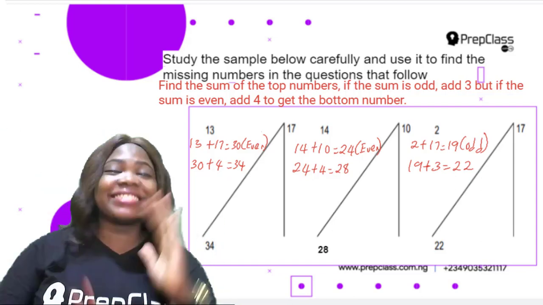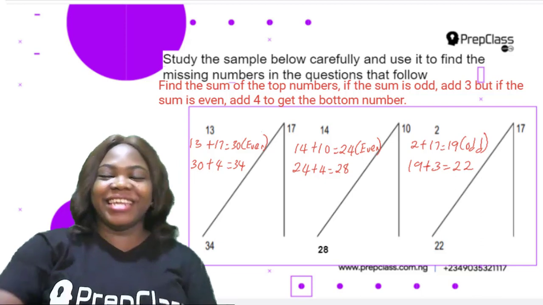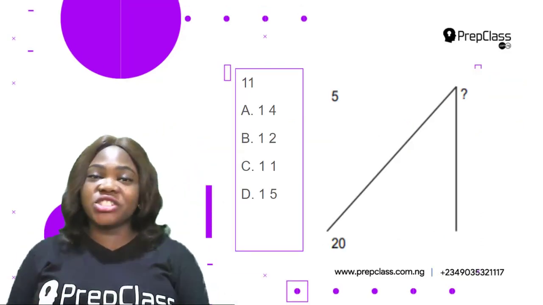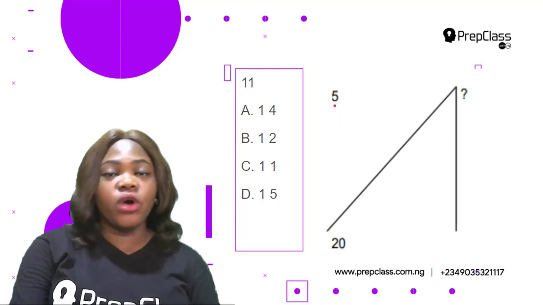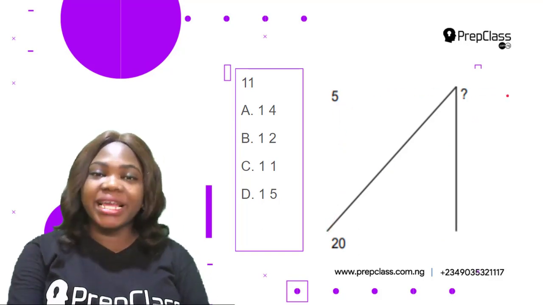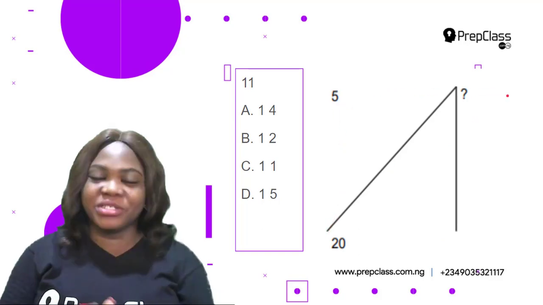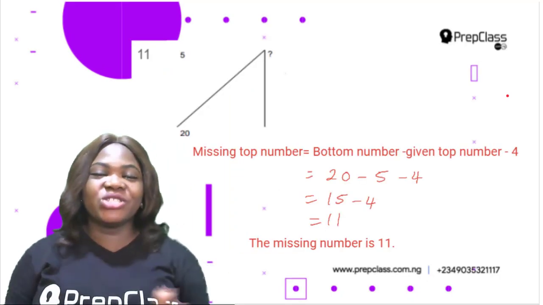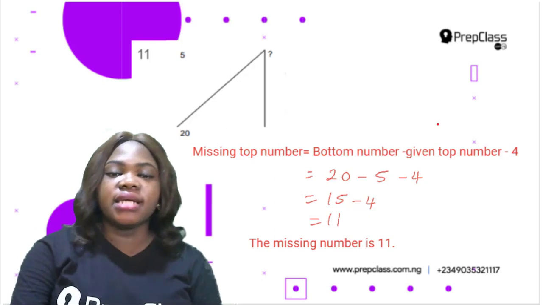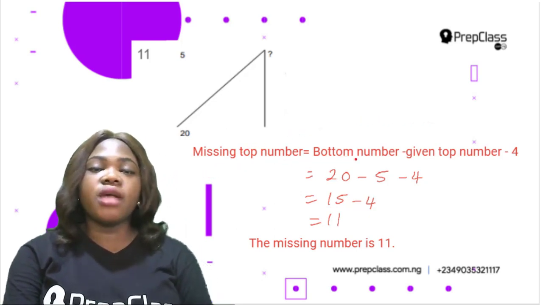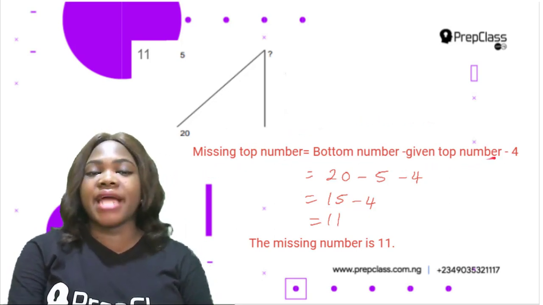Okay, are you ready to answer the questions now? Yes, let's go. Okay, so the first question, question 11. So we are given the bottom number and one of the top numbers. The second top number is missing. Oh, so how do we do this? It's very easy. So when you're asked to find the missing top number, all you have to do is to use this. Missing top number equals bottom number minus given top number minus 4.